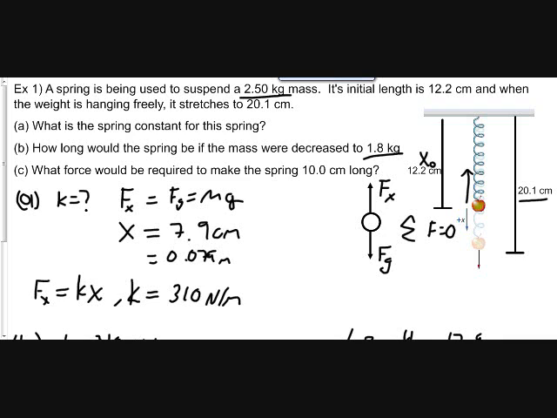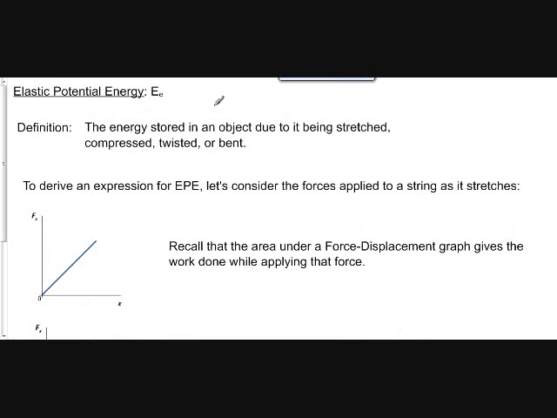But of course, the title of today is elastic potential energy. So we have to figure out what that is. We're going to give it the symbol E with a little e as the subscript. So energy of elastic potential, or elastic potential energy. I'm just going to use this from the textbook. All right, so our definition for elastic potential energy is the energy stored in an object due to it being stretched, compressed, twisted, or bent. So most often we're going to deal with being stretched or compressed.